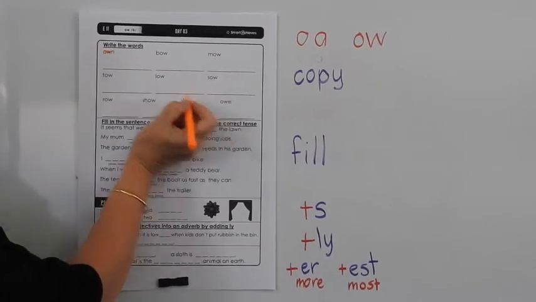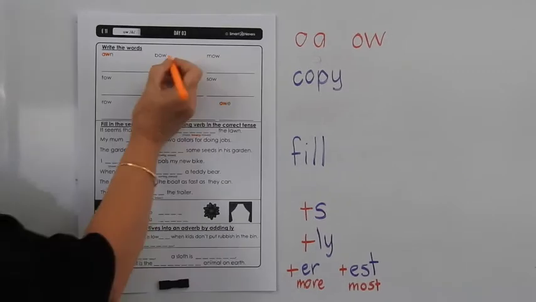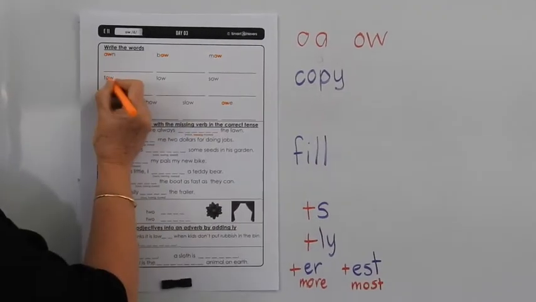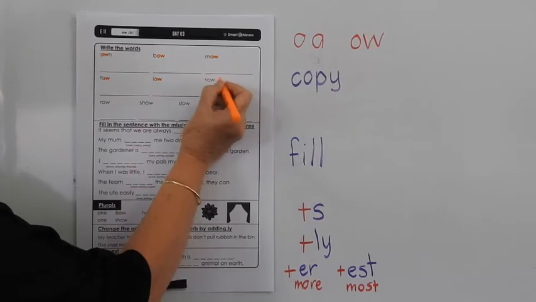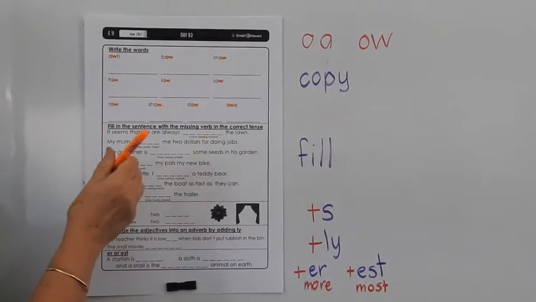So let's have a look. There's two words here where we have OW at the start of a word. Not very common. Most of the time, as we said, it's on the end of a word. It's the long O sound that we use at the end of a word. Let's see if we can read these words now.